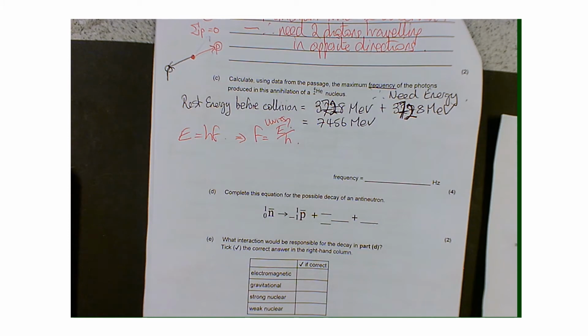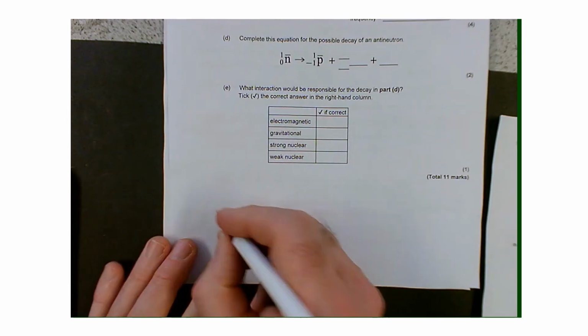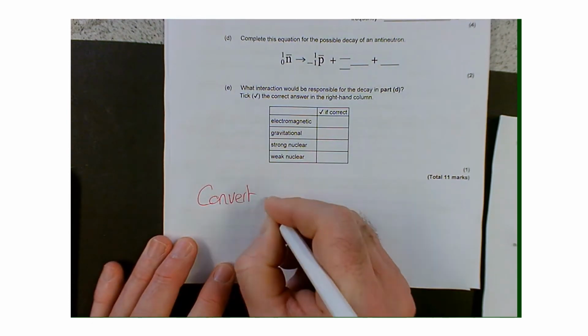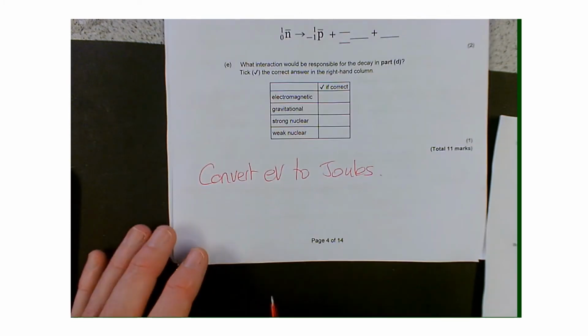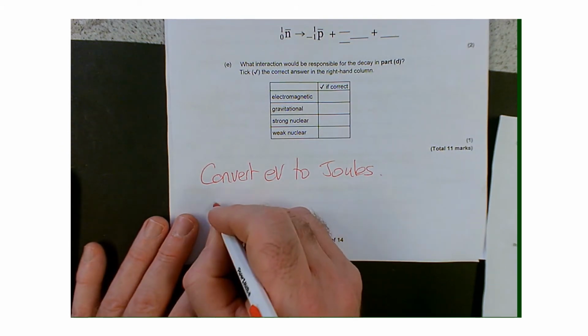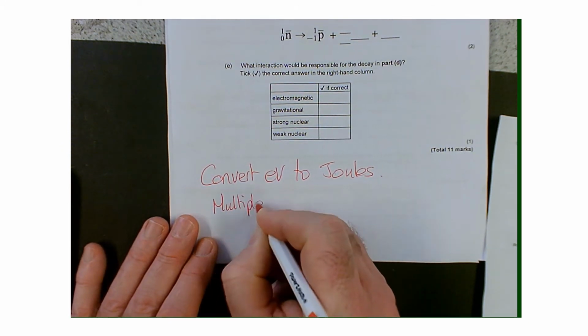So how am I going to convert into joules? What do I do to convert from electron volts into joules? Times it by 1.6 times 10 to the minus 13. And that's when you're converting from what to what? That's for mega electron volts to joules, yes.